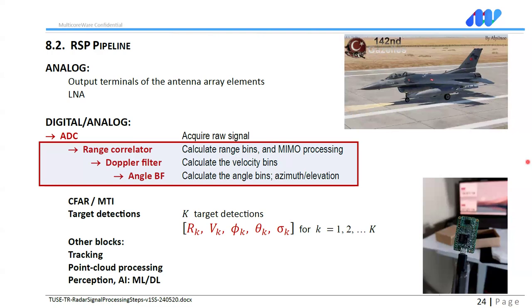And you must have the range correlator to make this happen. And same, you need to go for the Doppler filter because in both steps, what you basically do is you get rid of the noise and your target signal goes above the noise level. Then you see where the targets are. Then you do the angle beamforming. This is a general summary.